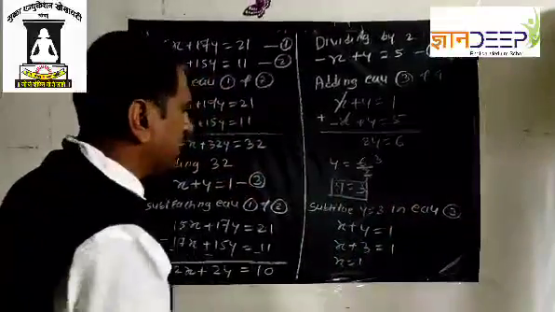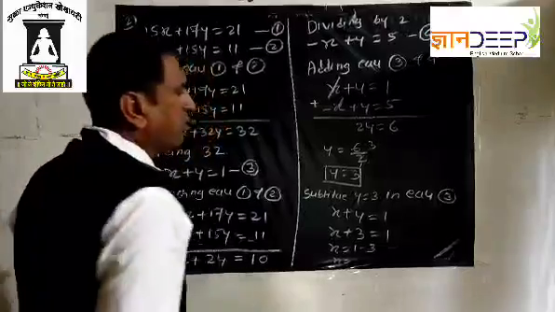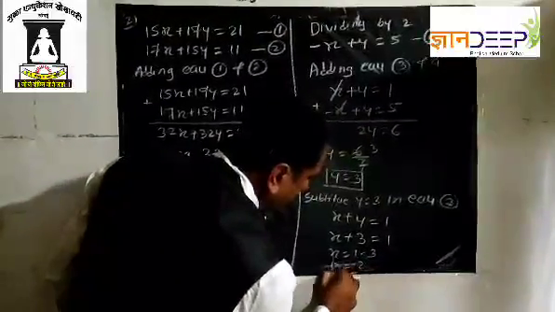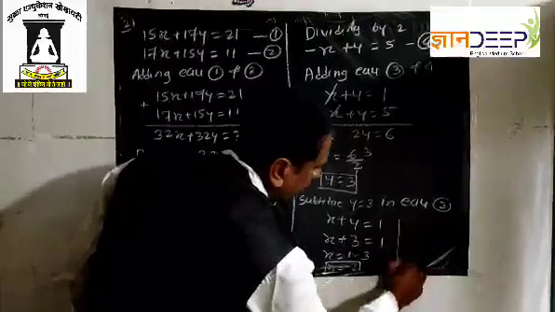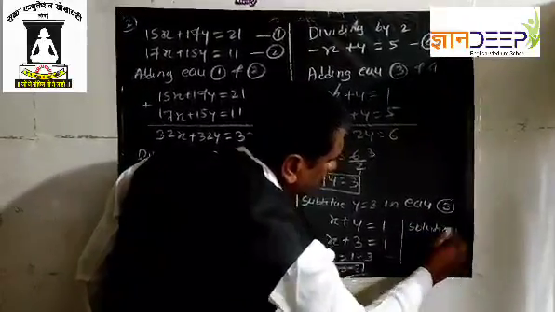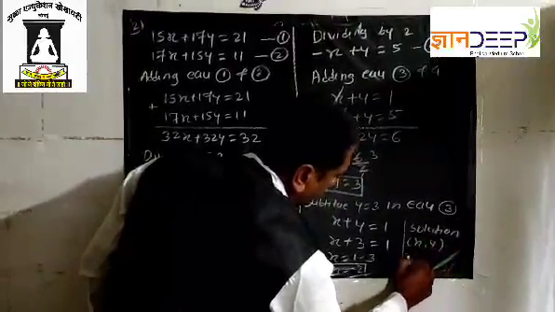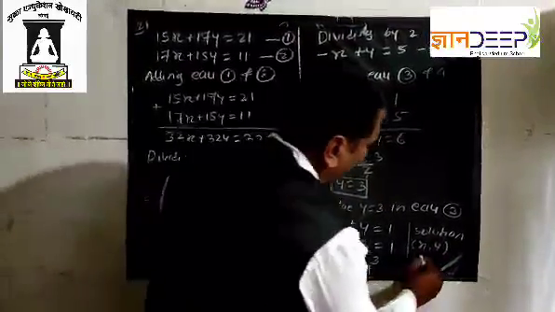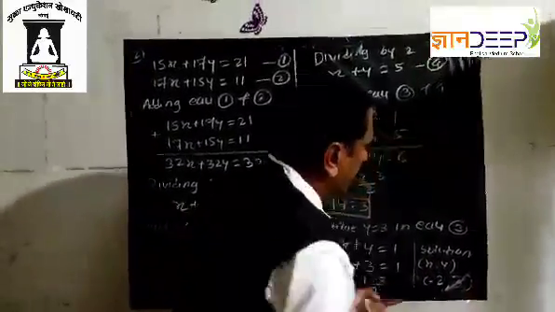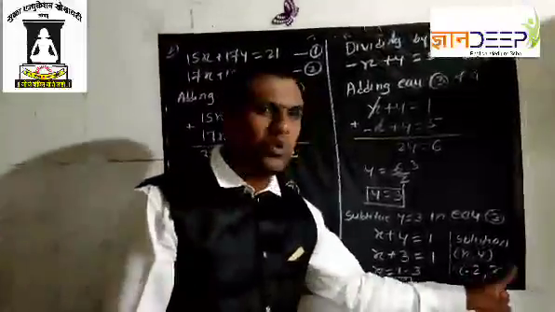Transposing this plus 3, it becomes minus 3. Then x is equal to 1 minus 3, again plus minus, for the answer take the bigger number's sign. So the answer is minus 2. So the solution of the equation is x comma y is equal to, x's value written first, minus 2 comma y's value 3. Therefore the solution of the given equations is minus 2, 3.